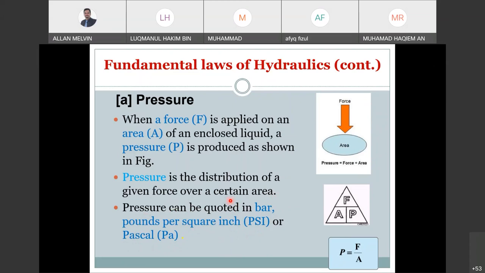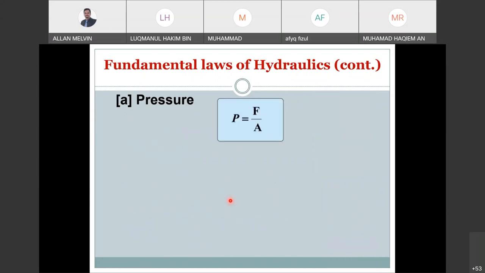Sometimes the machine will have both. One side shows reading in Pascal, the other side shows reading in PSI. So you need to check. If you see the air pressure, you need to check what reading you usually have to set. Okay, then only it will be suitable.